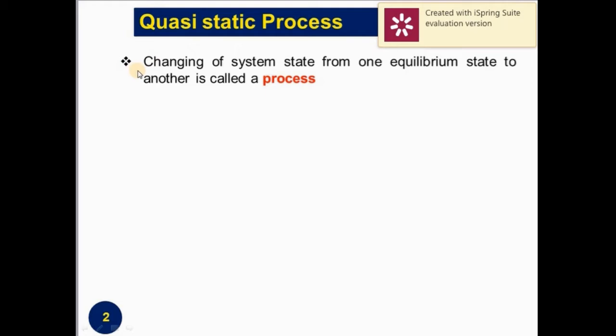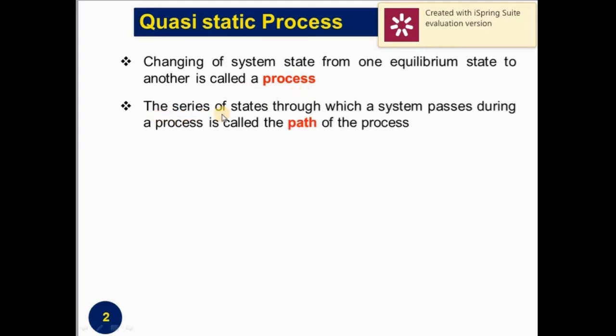As we already know, changing of system state from one equilibrium state to another is known as process, and the series of states through which a system passes during a process is called path of the process. So to define the path, we require the series of states. However, the identification of series of states is not an easy task. To define state, system must be in equilibrium. It means there should be no unbalanced force within the system.